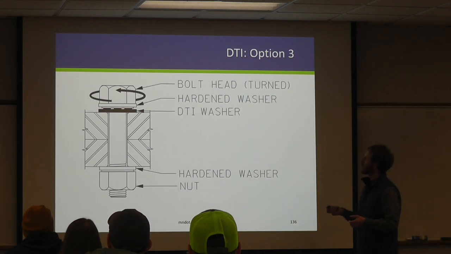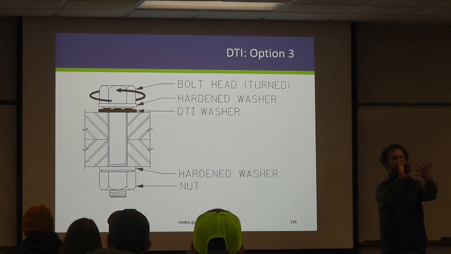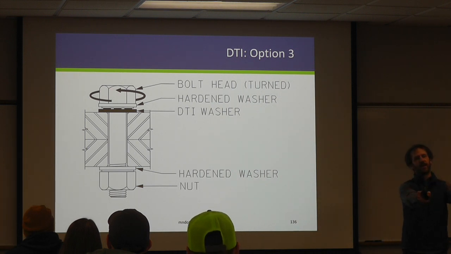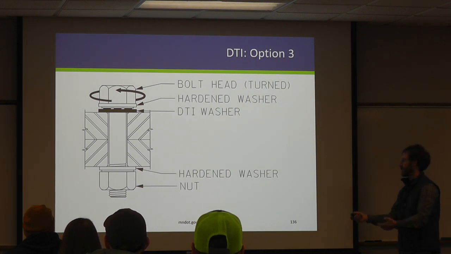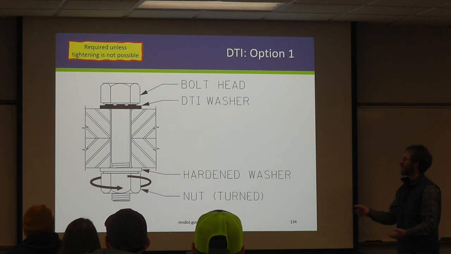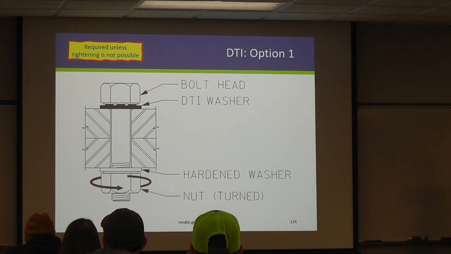And then the final configuration would be to allow them to turn the bolt head. If for some reason there's maybe a stiffener at an angle and that's the only way we can access it, that would be the other opportunity to reconfigure this. We're going to talk about why it's important to have the DTI opposite of the turn element in just a little bit, so just want to plant that seed.